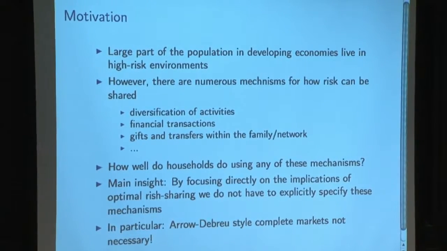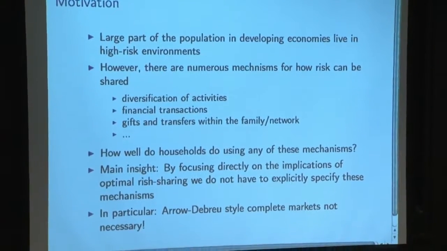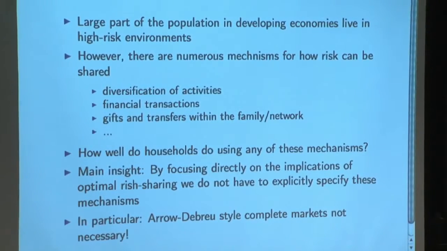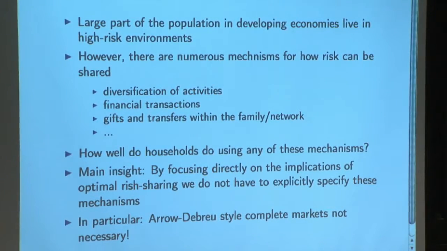The idea here is that people in Village India and developing economies more generally live in very high-risk environments. There are ways to cope with this risk, ex ante and ex post. Ex ante, you can diversify your crops, fields, activities, and occupations. Ex post, you can have financial transactions, gifts, loans. I actually mentioned this the first lecture. How well are households doing?